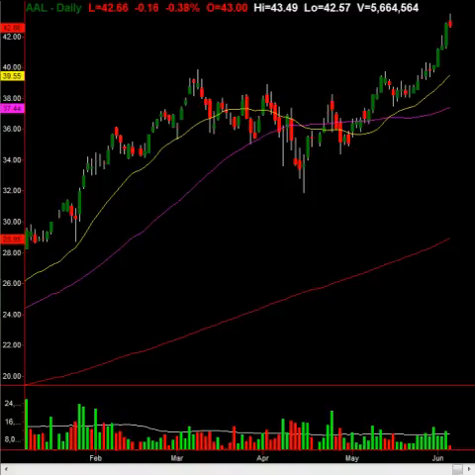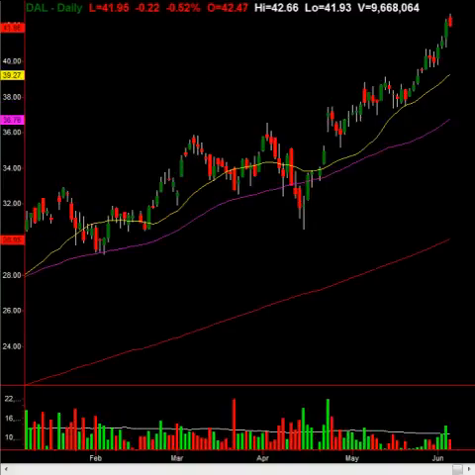Also, DAL is one of my favorites. I actually picked up some puts on this over the last few days. I've been accumulating a put position because you're into some key levels as well. So I'm looking at puts on DAL. I bought the July 41s.